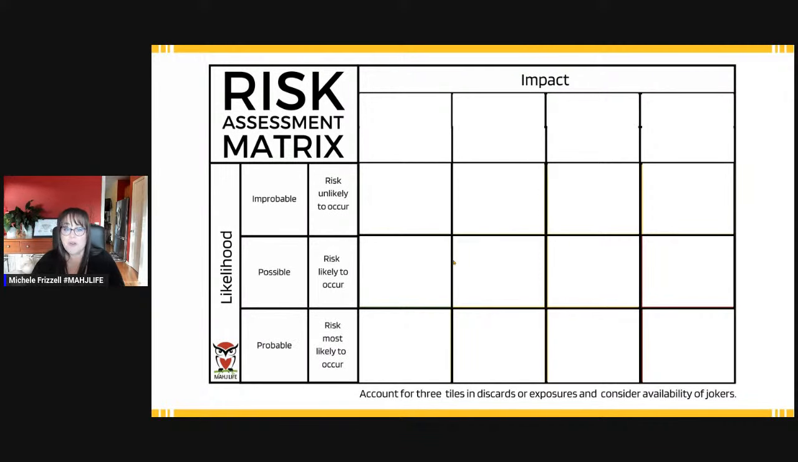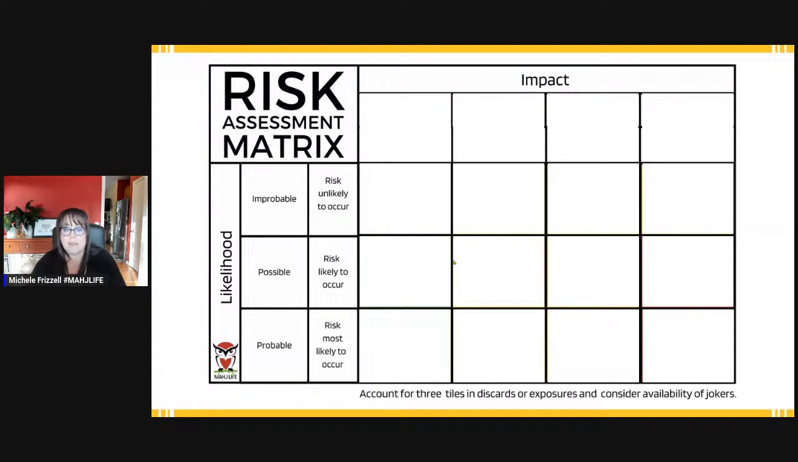And then you have the probable risk. This is where risk will likely occur, because maybe there are no tiles visible for that pick. That pick tile has no tiles out. That is going to be a probable risk.